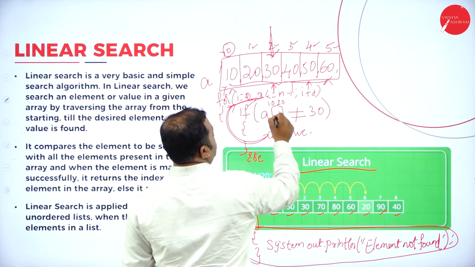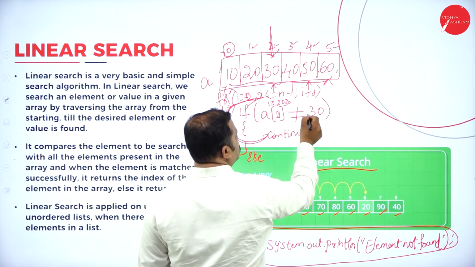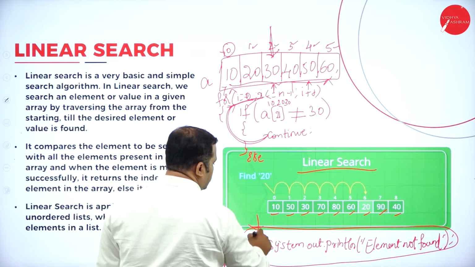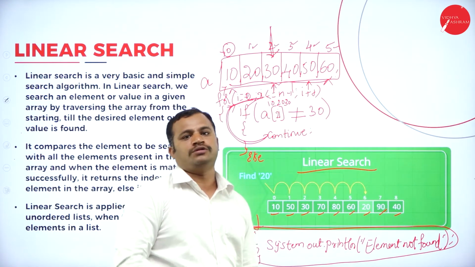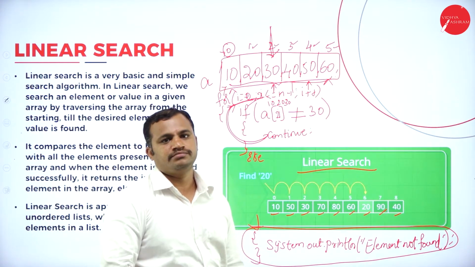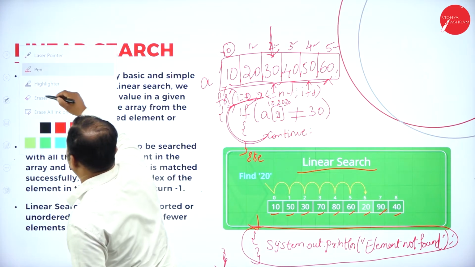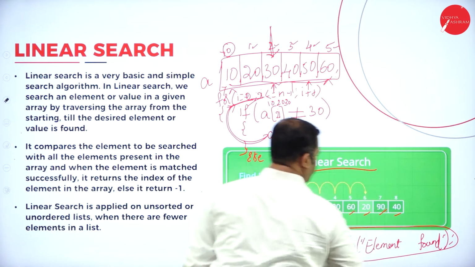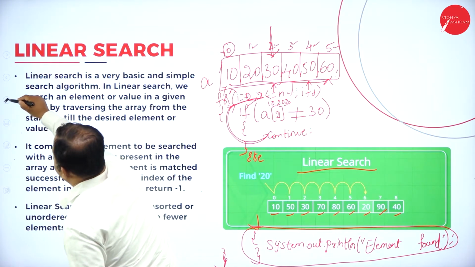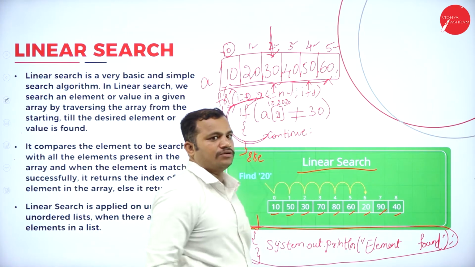i is 2. A of 2, that is, what is A of 2? 30. 30 is equal to 30. When it is equal to 30, it comes to the else part and displays that the element is found. The element found. That is the option we will get.